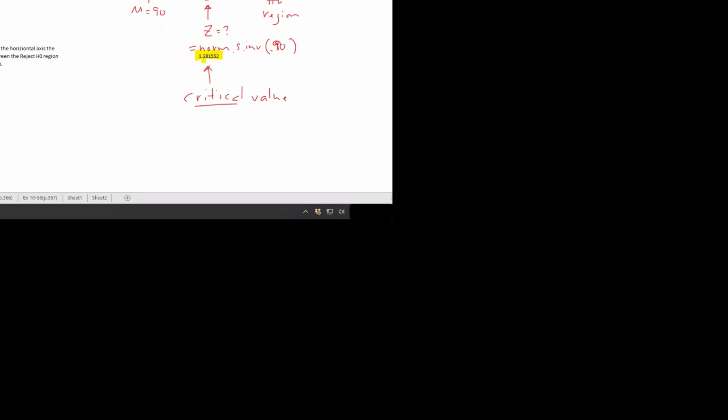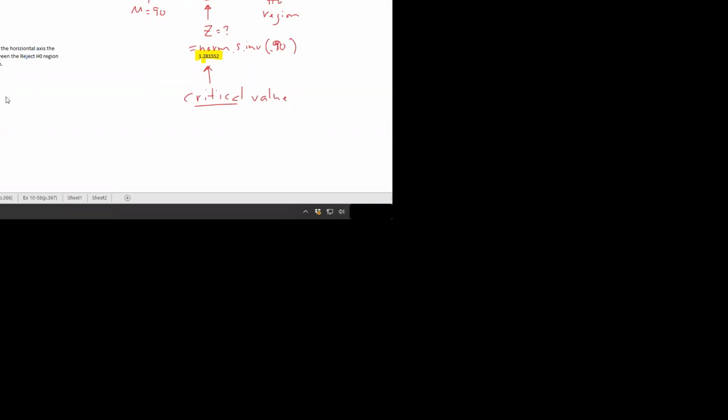Quick question, Professor. For the NORM.S.INV function, why do you use 0.9 as opposed to 0.1? Well, because if you use 0.1, then you're looking at the z-score on this left side. Remember that the norm inverse is cumulative, meaning it's cumulative from the left all the way to a given z-score. So if you use 0.1, you'll get a negative 1.281. Gotcha.